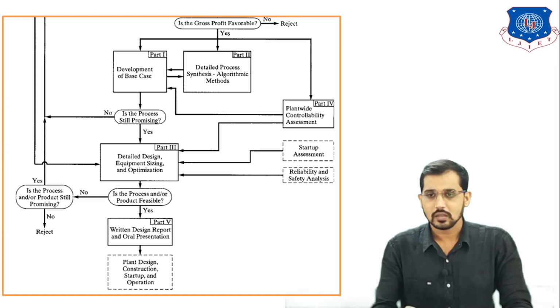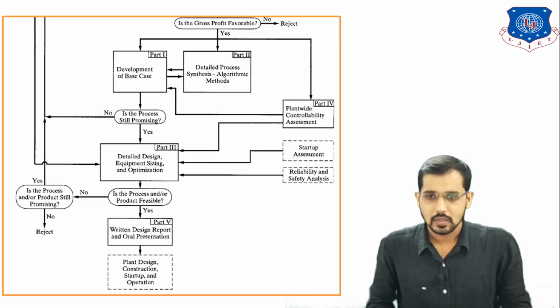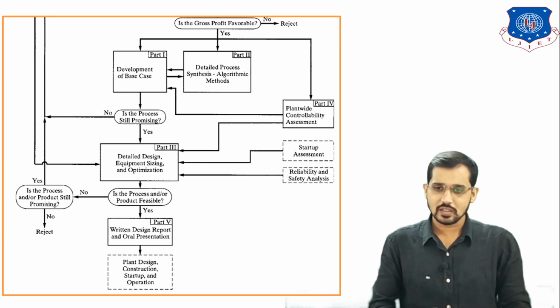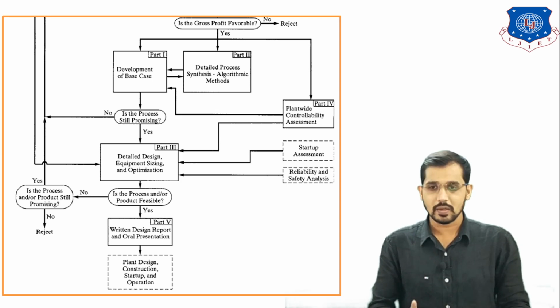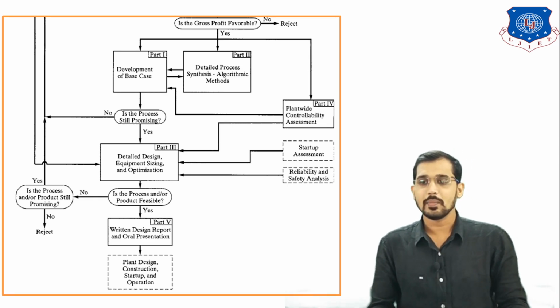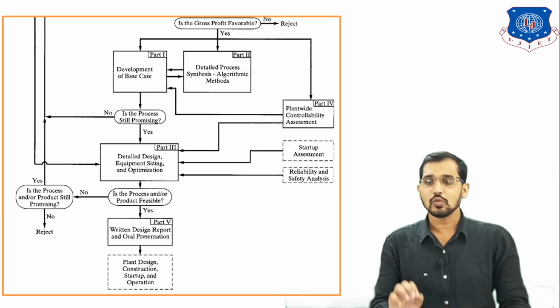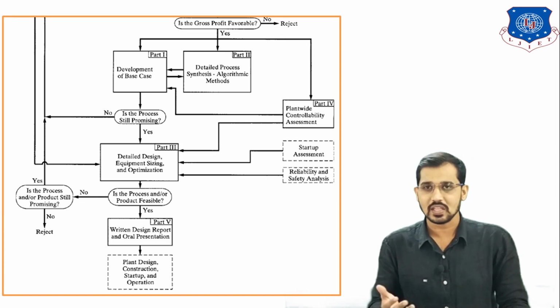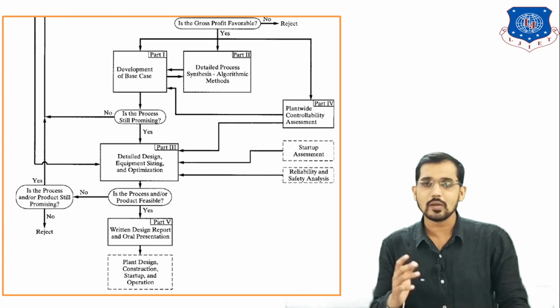After that, you have to check whether the gross profit is favorable or not. If that profit is not favorable, you have to reject. But if profit is favorable, you go to the next step, that is detailed process synthesis, or I can say algorithmic methods. And the second one is the development of the base case. After that, you check whether the process is still promising, meaning whether further development is required or not.